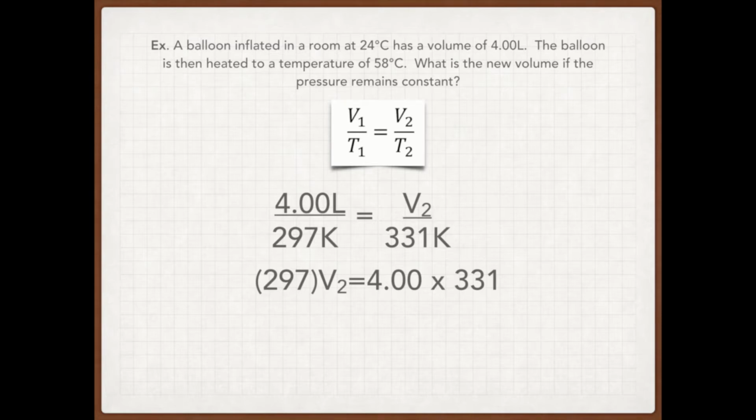Now to isolate V2 to get it all by itself, I need to divide both sides by 297. And so the answer that I get for my V2, once I divide by 297, and I round to the correct number of significant figures, which in this case would be 3, because 4.00 has 3 sig figs, 297 has 3, and 331 has 3 significant figures, I get 4.46 liters. The important thing for you to remember, even though the Celsius temperature has 2 significant figures, is since I'm adding 273, I'm going to base my significant figures off of the Kelvin temperature, not the Celsius temperature. Okay?